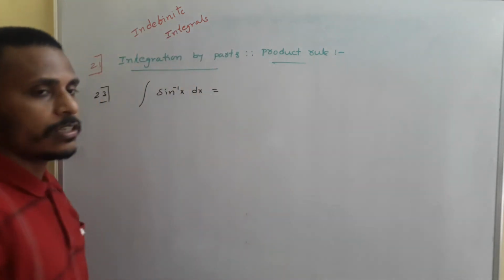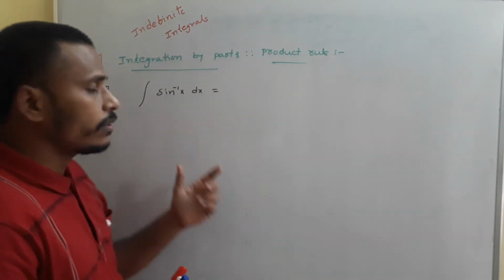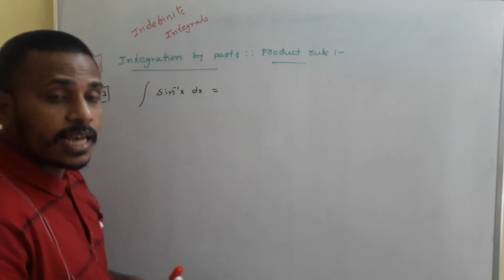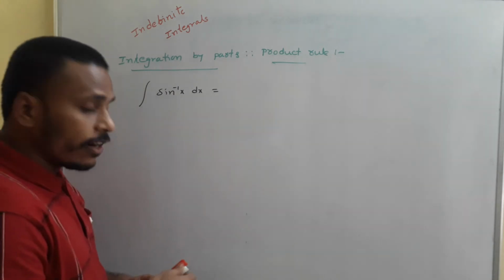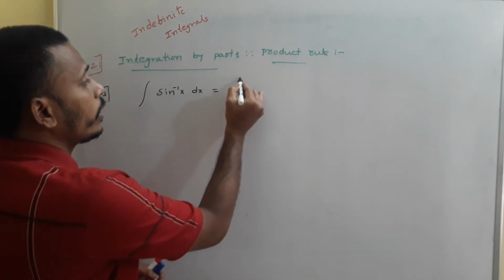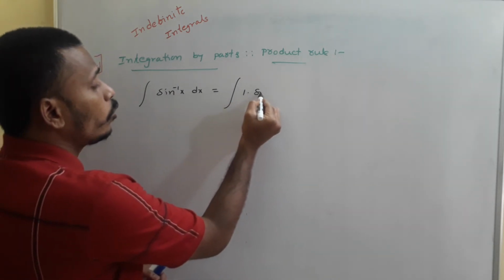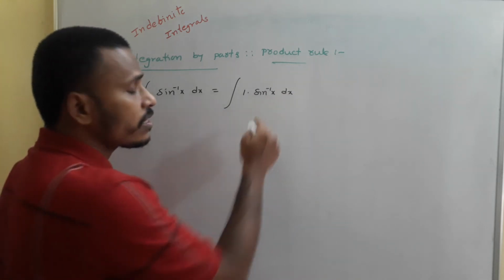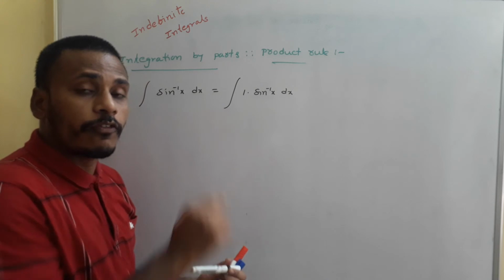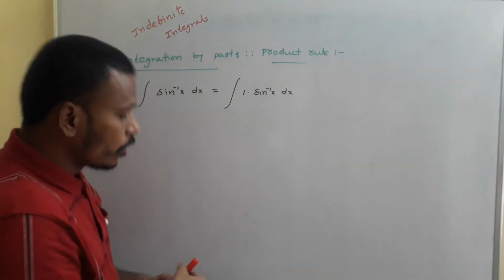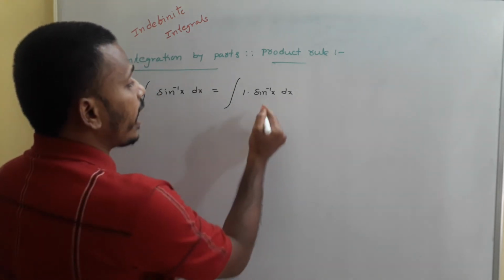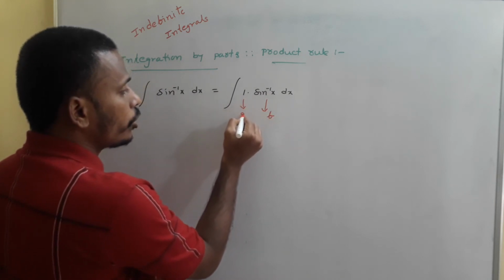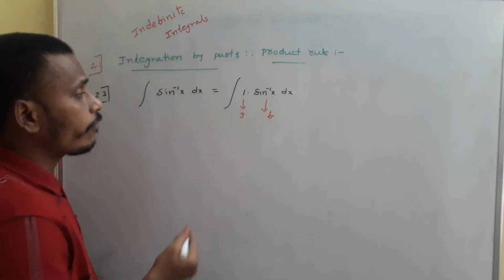Again, we need two functions, but sin inverse x is only one function. Then, as we discussed earlier, we need to take 1 as the other function. So, integral of sin inverse x dx is equal to integral of 1 into sin inverse x dx. And sin inverse x is inverse trigonometric, which is the first letter of ILATE. So we need to take sin inverse x as f, whereas 1 is g. Again we have integral of f into g dx.